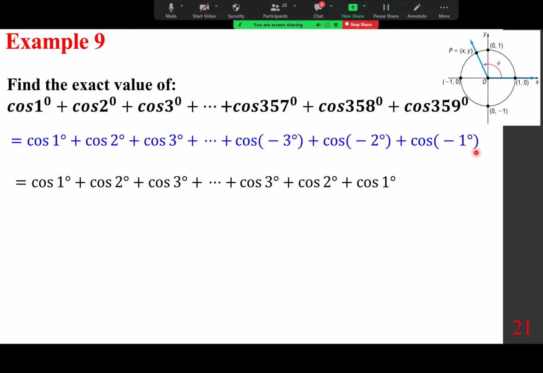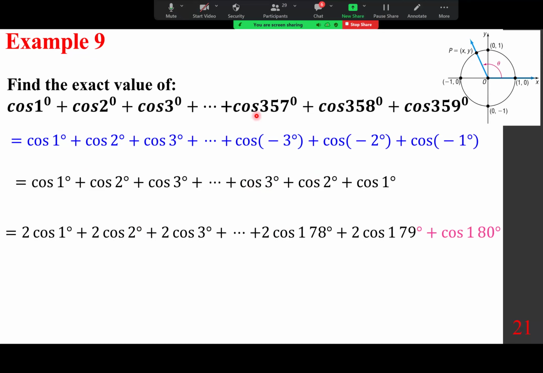So we have 2 of this, we have 2 of this, we have 2 of this, and we go all the way to 179 degrees, 2 of that. Cosine of 180 is the only one which is 1. So please understand, cosine of 1 and 1, 2 and 2, 3 and 3, 4 and 4, 5 and 5, all the way to 179, we have 2 of those. The one right smack in between, 180, is just 1.